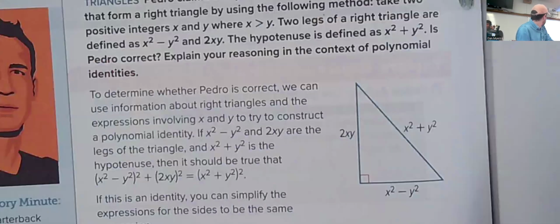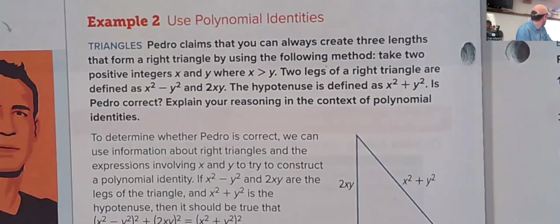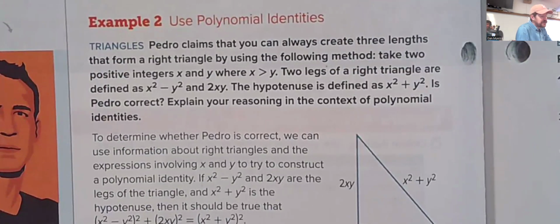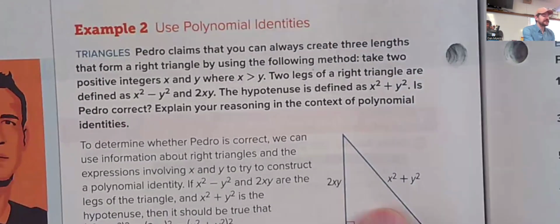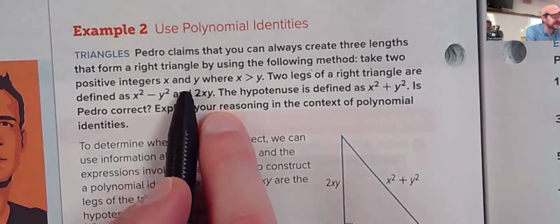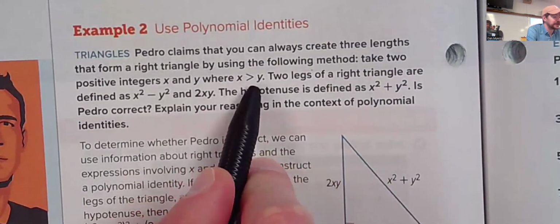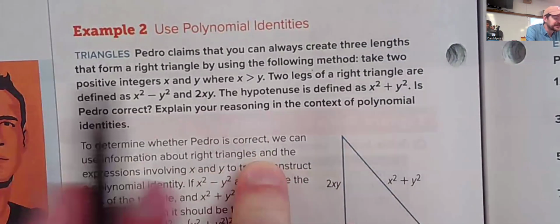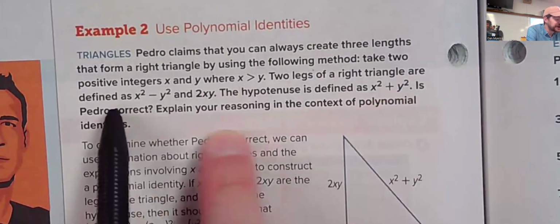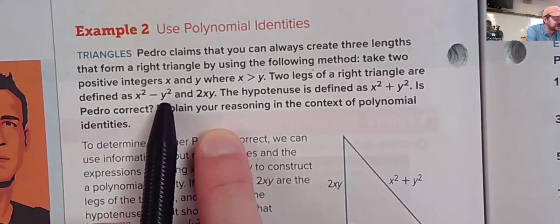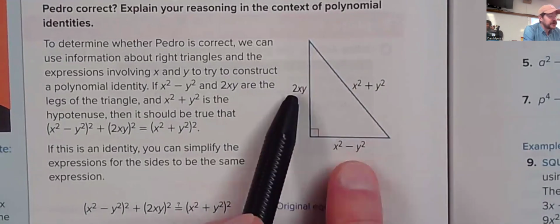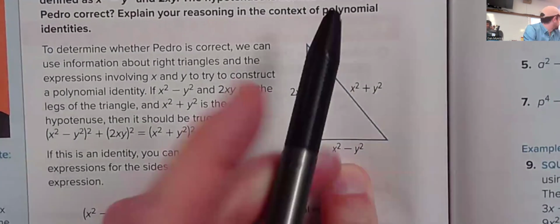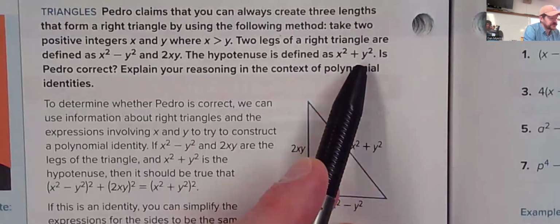Our buddy Pedro here says that Pedro claims that you can always create 3 lengths that form a right triangle by using the following method. Take 2 positive integers, x and y, where x is greater than y. Whatever x is has to be more than y. 2 legs of a right triangle are defined as x squared minus y squared and 2xy. So here's a right triangle, x squared minus y squared, and there's 2xy right there. Those are the legs. The hypotenuse is defined as x squared plus y squared, which is right here.